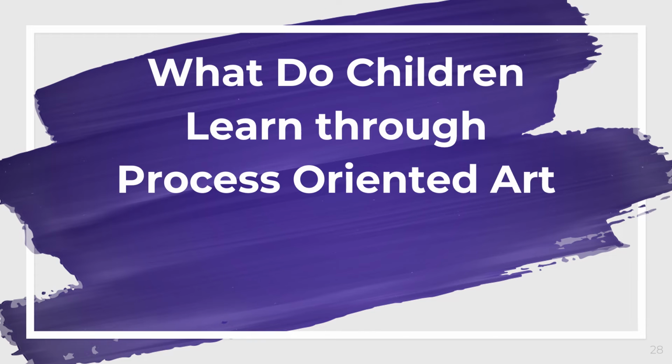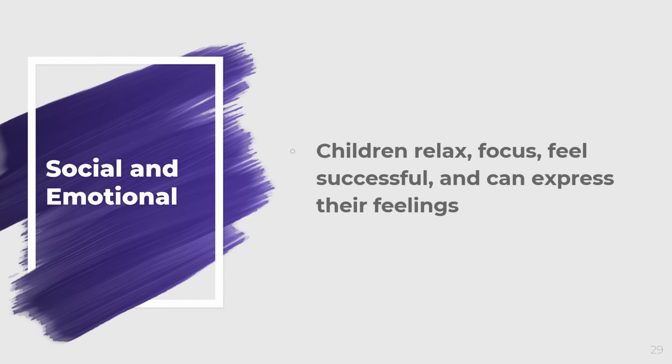Next, we're going to talk about what children learn through process-oriented art. We've talked about a few examples as we went through. But what are they going to learn socially and emotionally? When children do process-oriented art, they relax, they focus, they feel successful, and they can express their feelings. So these are all important social emotional parts about doing art.